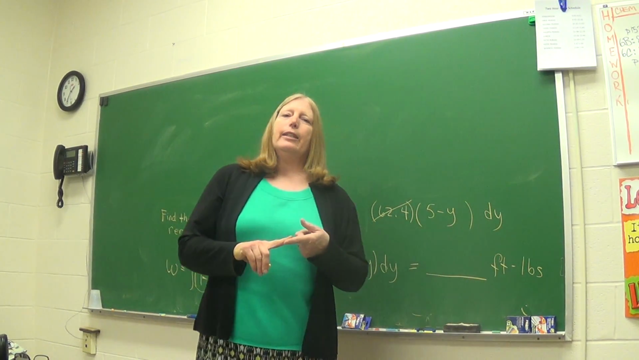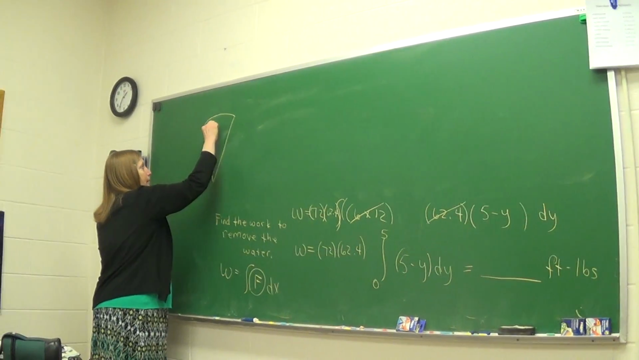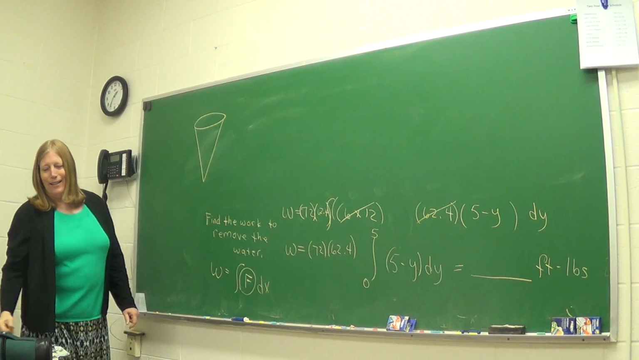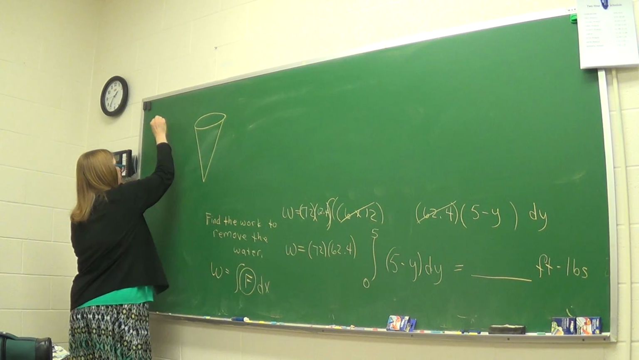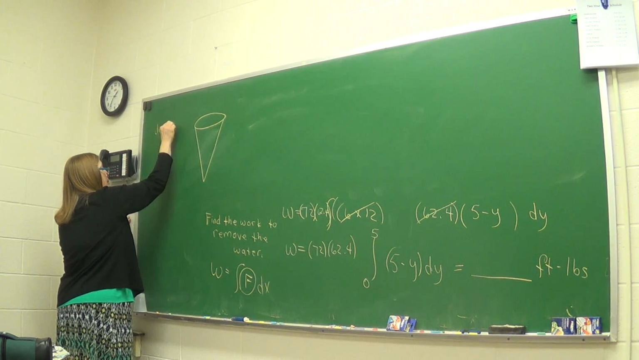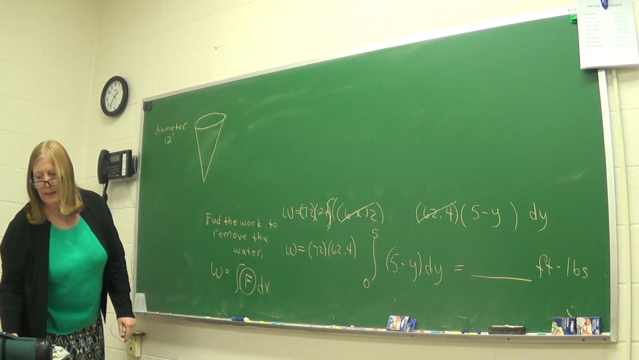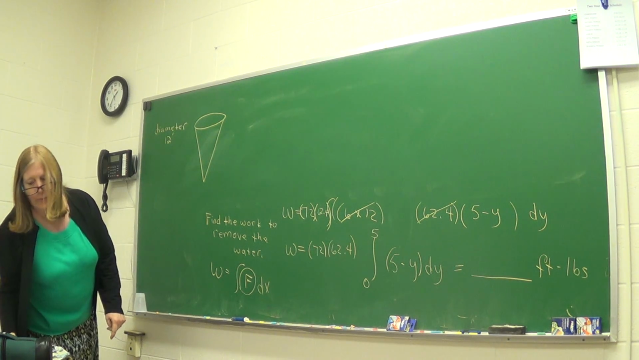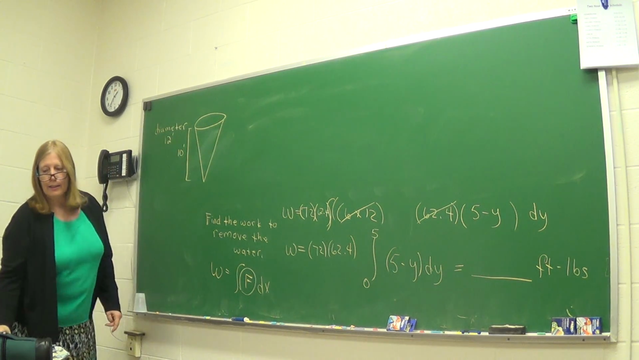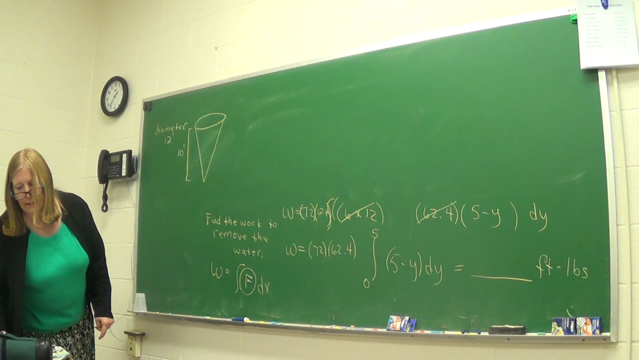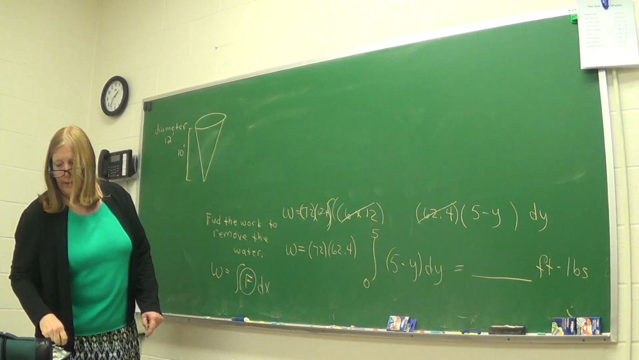Our second example is a tank that looks like this. A cone. The cone here, we'll say that its diameter at the top is 12. So diameter 12 feet across, so it's a big old cone. And we'll say that the whole thing is 10 feet tall. I think that's all I need to say in regards to the size of the cone. I want to pump the water out.